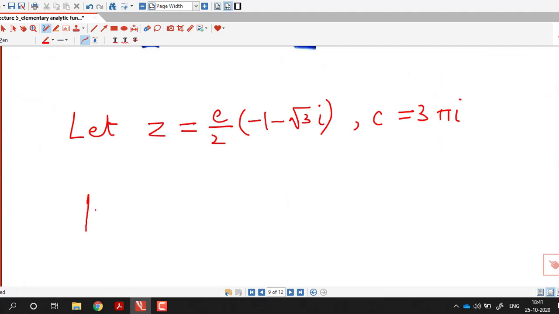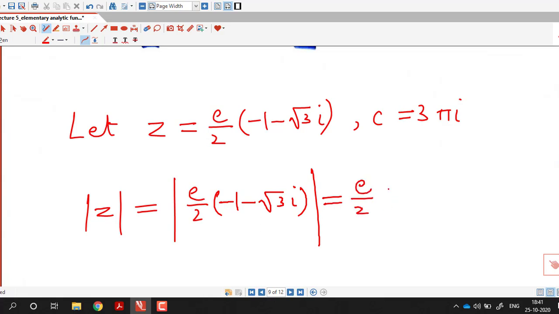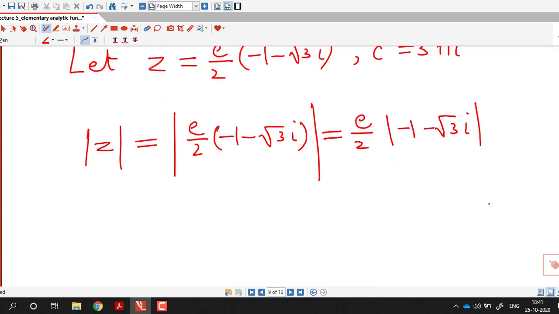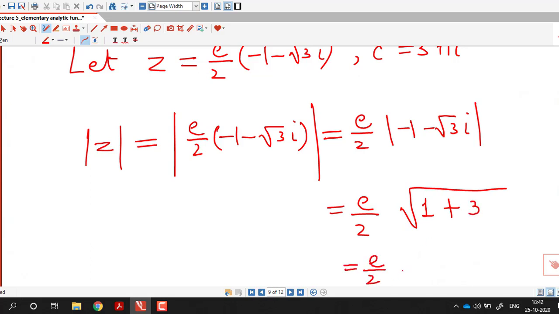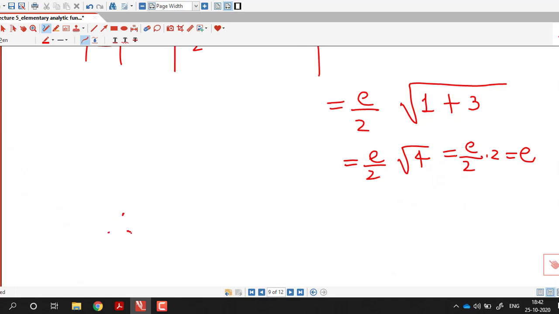Before that we find the absolute value of z, which is the absolute value of e/2 times (-1 - root 3 i). The absolute value of e/2 is e/2, since it is a real number. And for the absolute value of -1 - root 3 i, by definition it is the square root of the square of -1 plus the square of -root 3, which is 3. So this is the square root of 4, which is 2. So the absolute value is e. Therefore the absolute value of z is e.